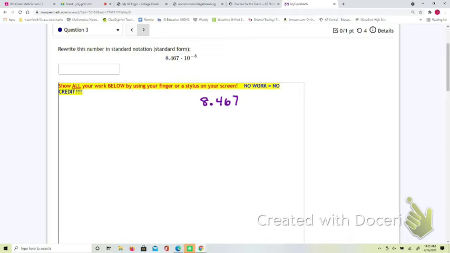Okay, now we're going to make our waves. So we're going to move our decimal 1, 2, 3, 4, 5, 6, 7, 8.